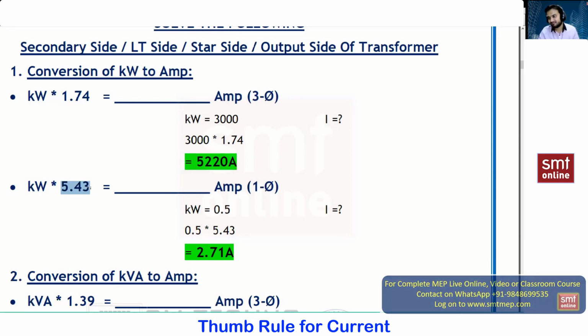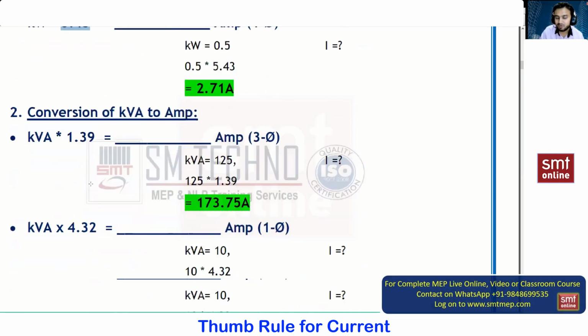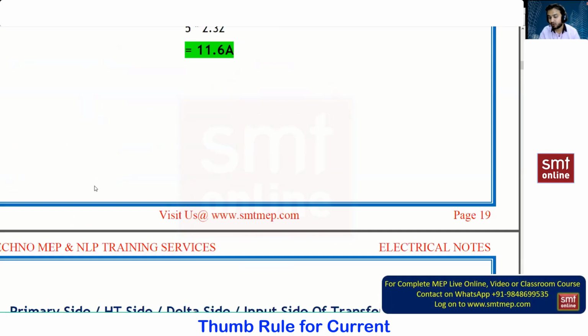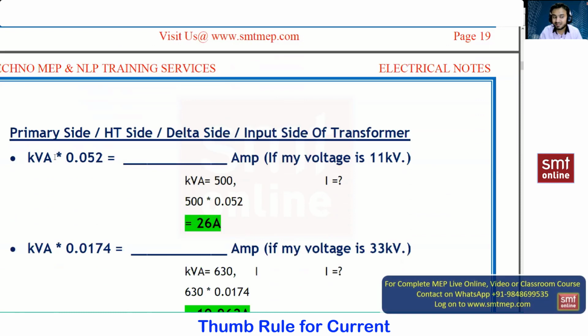Like in Saudi Arabia, we have 13.8 and 13.2 as the point of supply. So what will be the thumb rule? Because for 11 kV, we got 0.052. But for 13.8, 13.2, what will be the value? We have to multiply 13.8 divided by 11. Then we'll get it. No, try. You need to try. This is a puzzle.